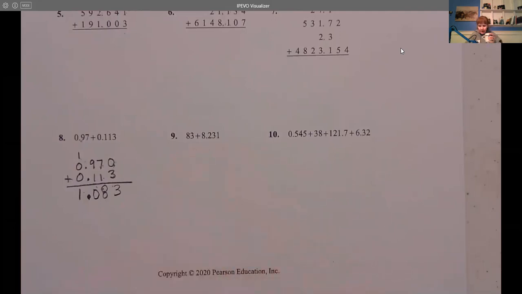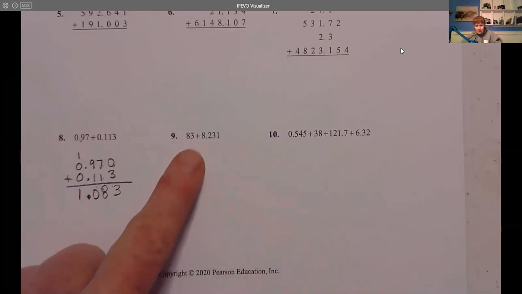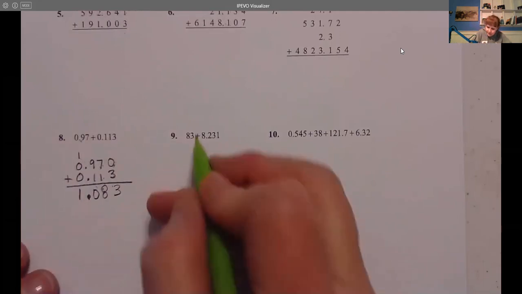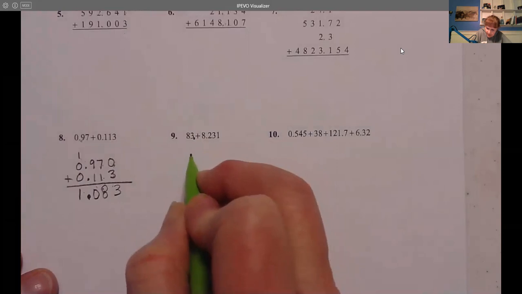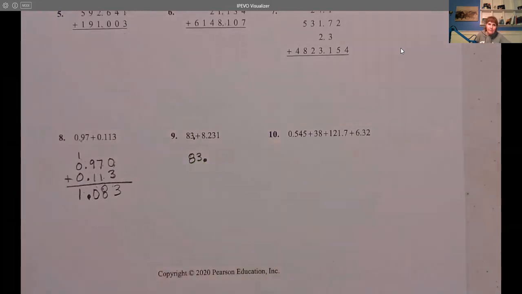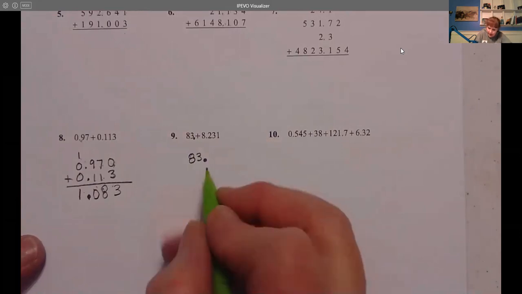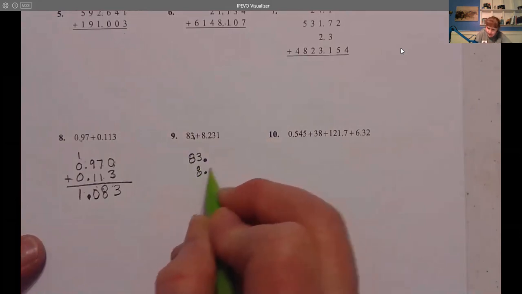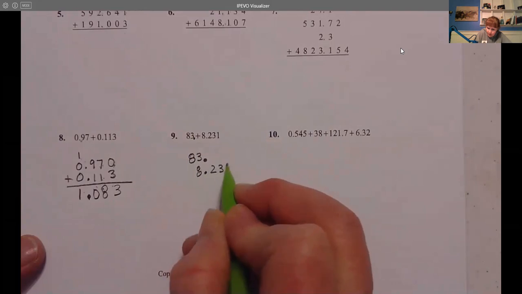If you look at number 9, the decimal on the 83 is right here. So it's 83 points. If it's not there, it's at the end. And then you'll put 8.231.